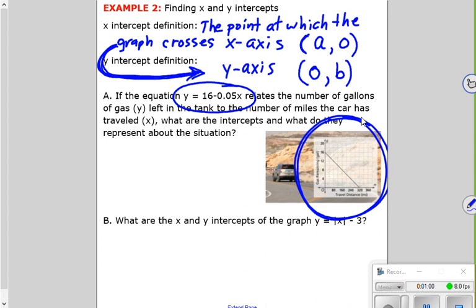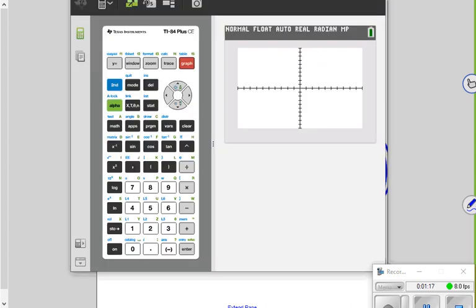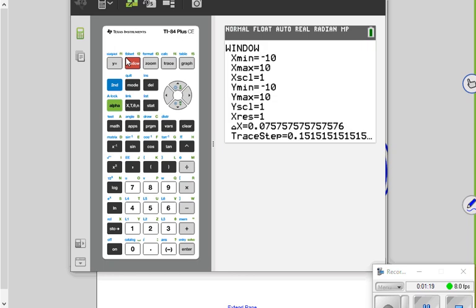Since the book has a scale, it looks like it goes from 0 to 20 on the y-axis, and from 0 to 360 on the x-axis. Okay, that should work. Here we go, we're going back to the calculator. We'll press window, and we're going to make our calculator match the window that the book has.